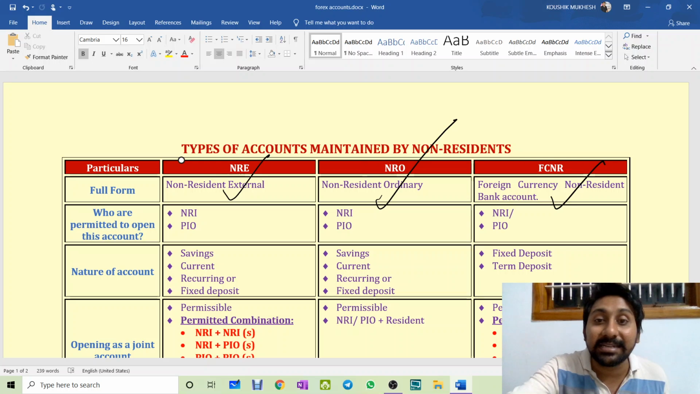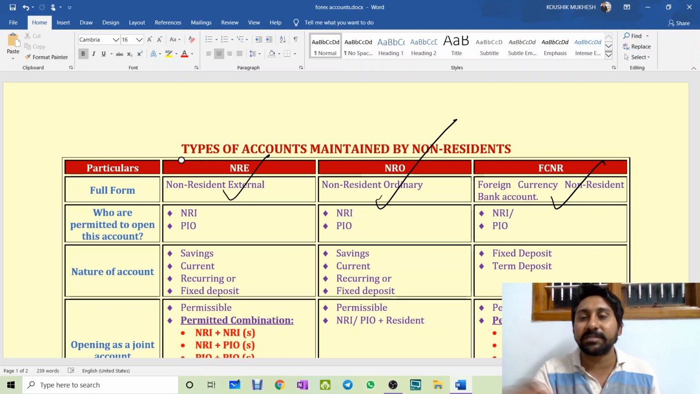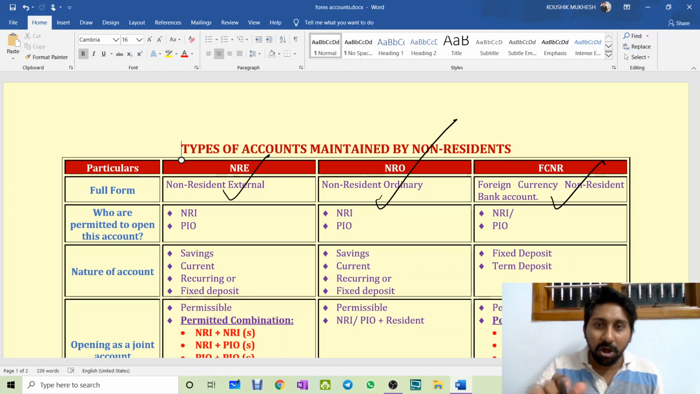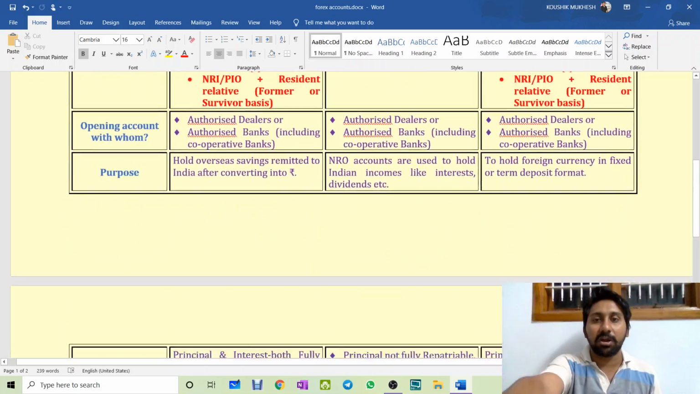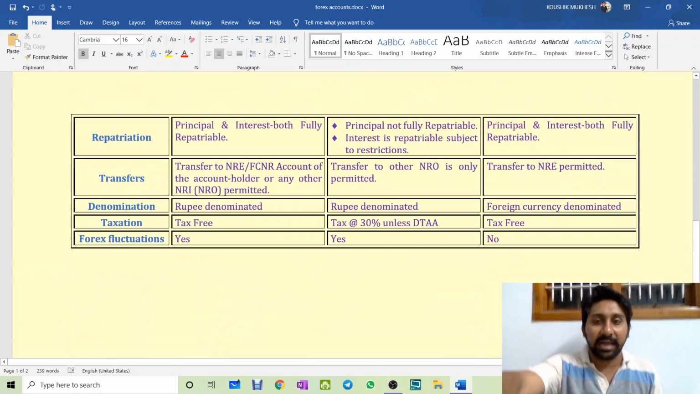NRO is a taxable income. NRE and FCNR are tax free. Non-resident ordinary is just like income accruing to you in India. Therefore income tax says that it is taxable. Non-resident external, all these things are not at all taxable.